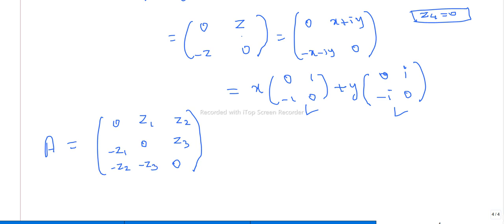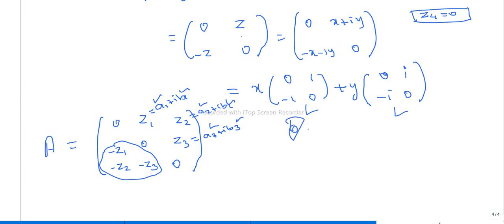Now what is the dimension? Each Zi contains some, suppose I take Z1 equals A1 plus iB1, and Z2 is of the form A2 plus iB2, and this should be A3 plus iB3. Therefore how many unknowns do we have? 1, 2, 3, 4, 5, 6. Don't bother about this one, because this is nothing but the negative of this one. So totally we have 6. If you take n equal to 3, we get the dimension is 6.